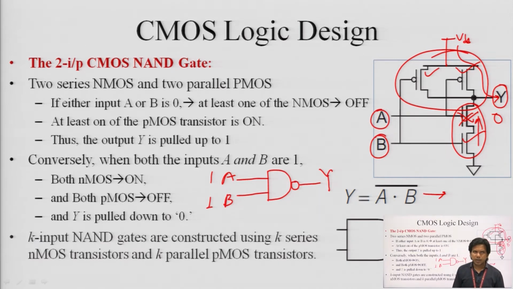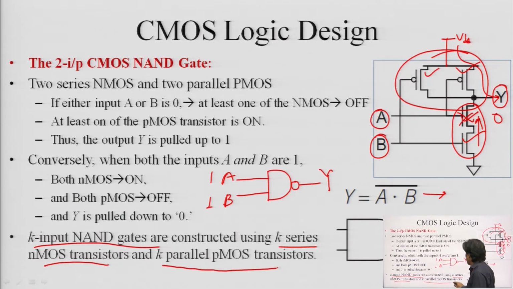Similarly, you can also design more inputs. So, k input NAND gates are constructed using k series NMOS transistors and k parallel PMOS transistors, clear. If you want a 3 input gate, with A, B, C, you have to take one more NMOS and connect it in series, and one more PMOS you have to connect in parallel, right.